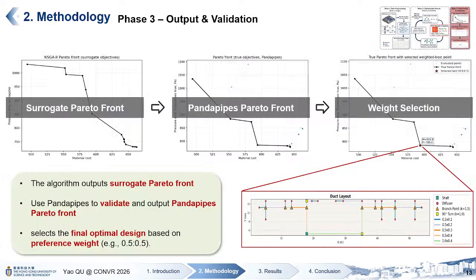When the algorithm outputs the surrogate Pareto front, we use the Pandapipes physical solver to validate the output Pareto front and select the final optimal design based on the preference weight.